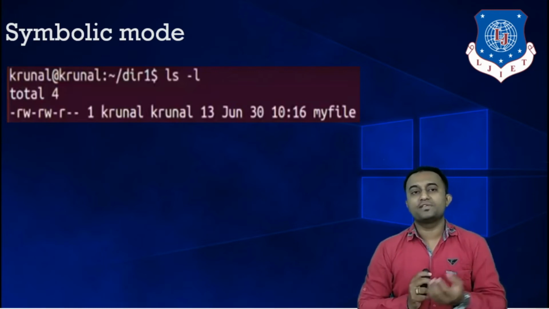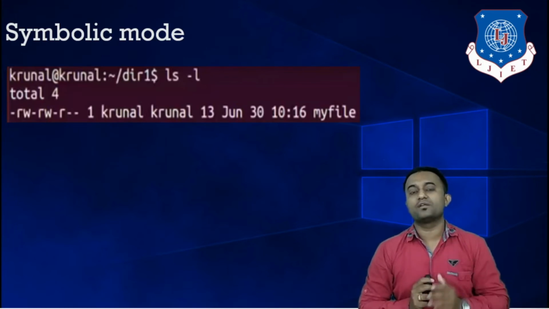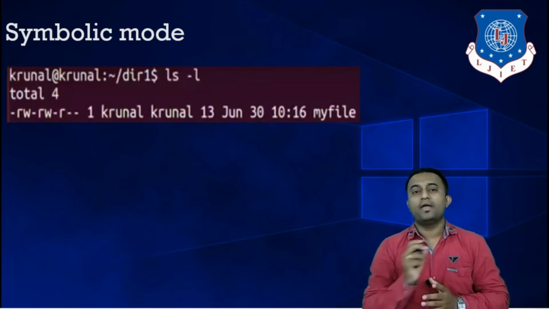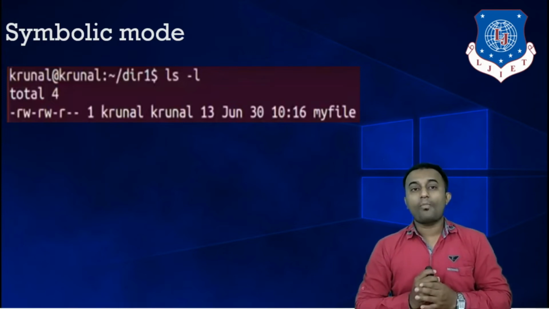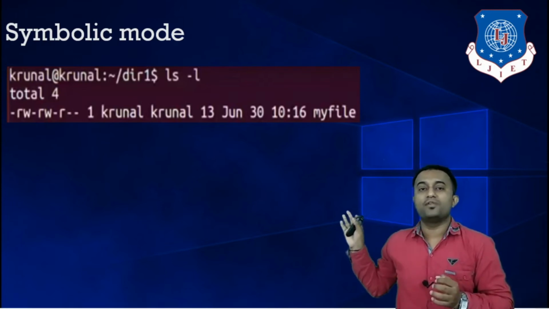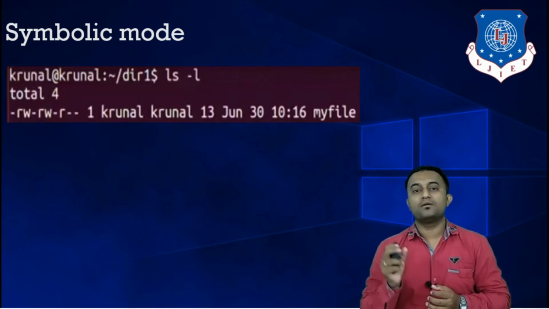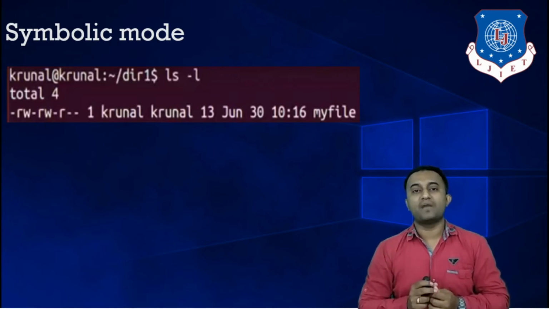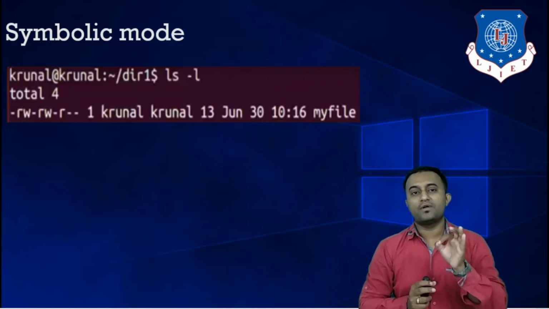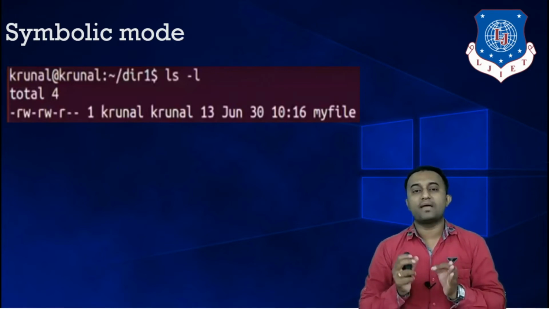Total 4 means 4 blocks are required to store this particular file. You can see at the last position the file name is displayed, my file. So directory 1 contains one file, and that file name is my file.